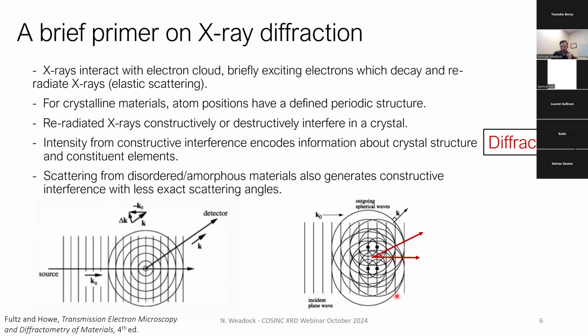This is illustrating here a crystalline material, but for amorphous materials with no long-range order, you will also get constructive interference at some angles, but it's going to be kind of smeared out and not these discrete values shown here.